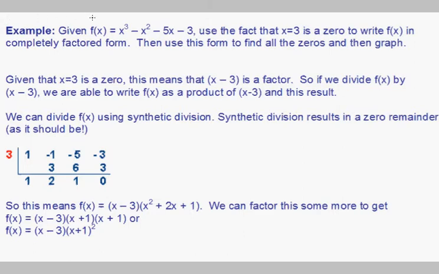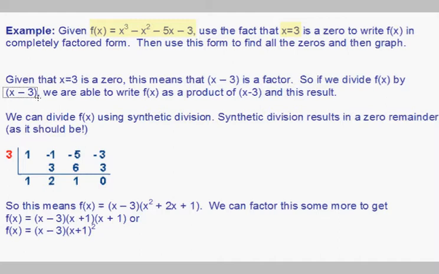In this video, we're going to completely factor the polynomial f of x equals x cubed minus x squared minus 5x minus 3 using the fact that x equals 3 is a zero of this polynomial. Also, we're going to use this information to help us graph this polynomial. So we start off by dividing by x minus 3.